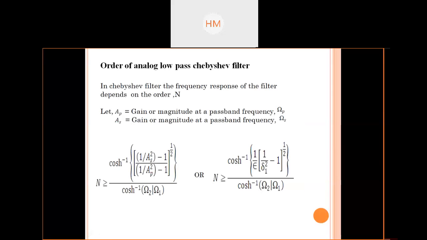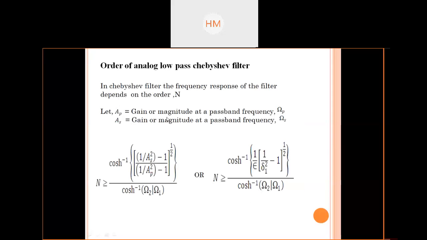Then what do we mean by order of analog low pass Chebyshev filter? So order of the filter is given by this equation. Write down both the equations. N is greater than or equal to cosh inverse. See, there are two ways to write the formula. Both you can use.